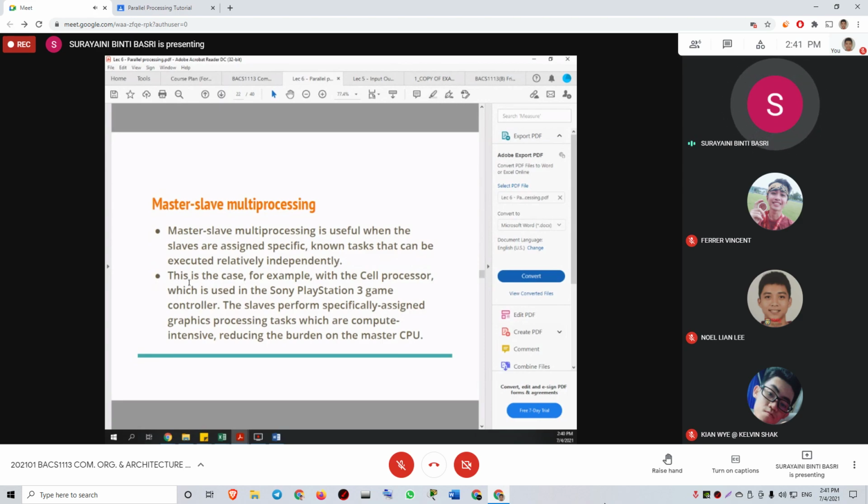This is the case, for example, with the Cell processor, which is used in the Sony PlayStation 3 game controller. So remember, imagine that you have a Cell processor in use when you are playing a Sony PlayStation 3 game.